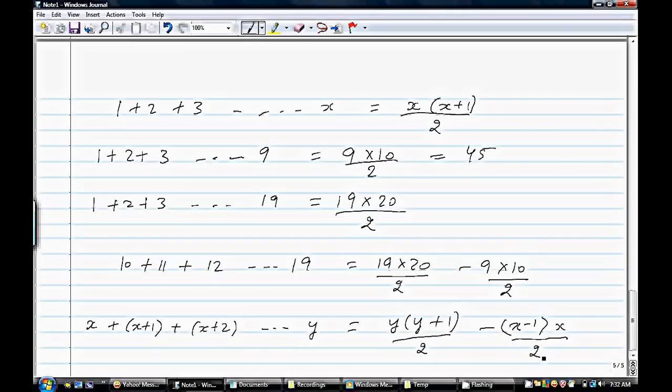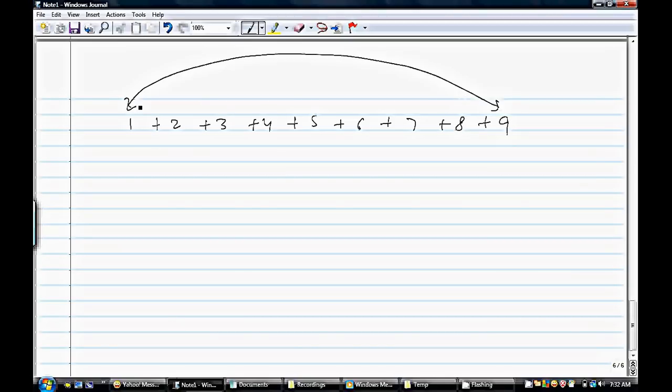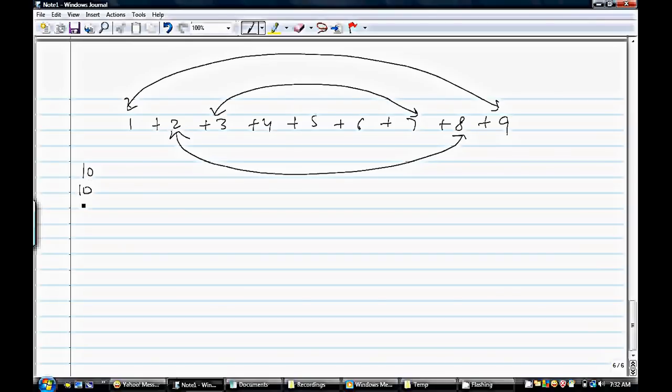If you don't want to cram this formula and want to understand how it was generated, let's go to the series again. So we have 1 plus 2 plus 3 plus 4 plus 5 plus 6 plus 7 plus 8 plus 9. You can see that 1 and 9 add up to 10. Then 2 and 8 again add up to 10, and 3 and 7 is again 10, and then 4 and 6 is again 10, and I'm left with 5.